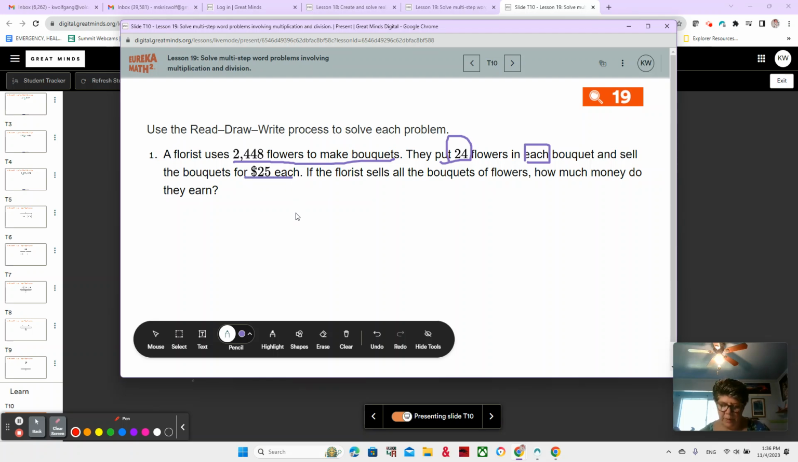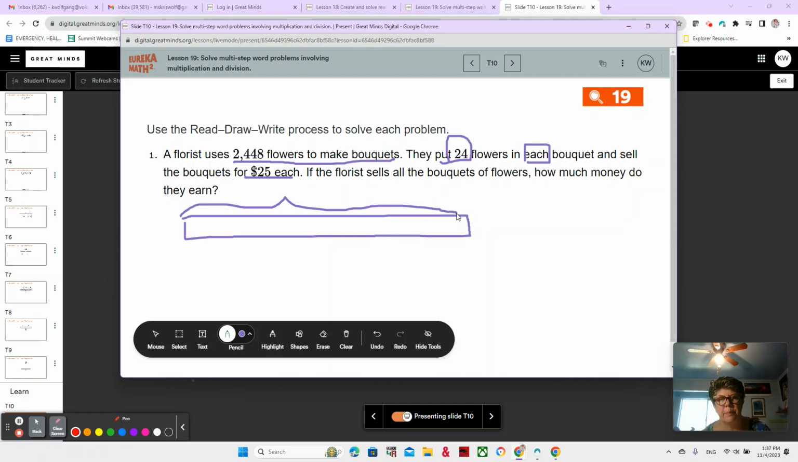So it sounds to me like it's going to be 2 steps, right? Because we're going to figure out how many bouquets we can make, right? And then how much money we can make from each bouquet. Okay, so let's make a tape diagram. We have 2,448 flowers to start with.